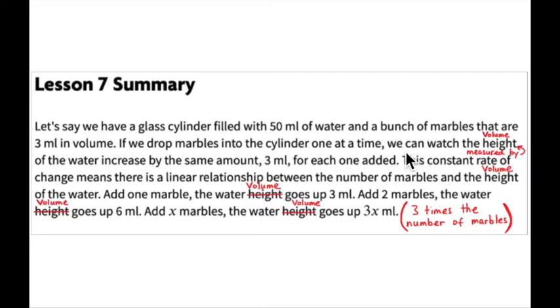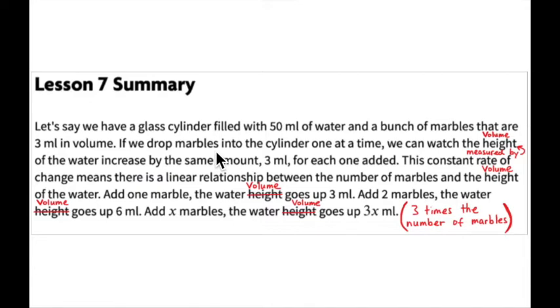So it says here we can watch the height that's measured by the volume. We're really looking at the volume of the water increasing by the same amount. It increased by 3 milliliters for each marble that was added. So this constant rate of change means there's a linear relationship between the number of marbles and the volume of the water.